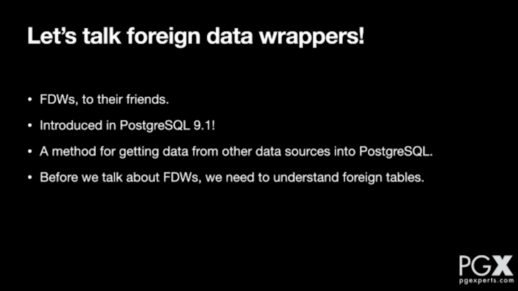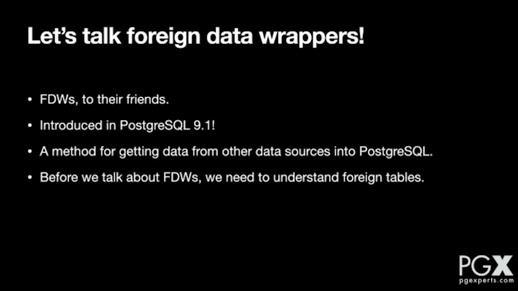Okay, so we're going to say FDW for the rest of the talk because saying foreign data wrapper over and over again gets tedious. It was a feature introduced in 9.1, and it's a method for getting data from other data sources into PostgreSQL. So it could be a different database, it could be a flat file, it could be the National Weather Service weather feed. It can be any data source you want to include inside your Postgres database.